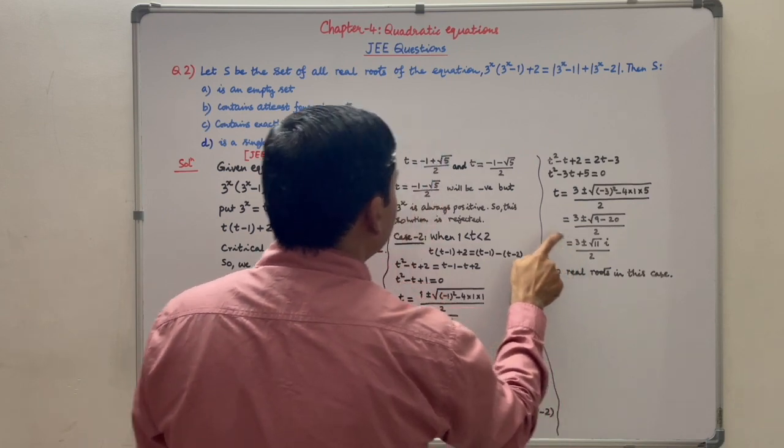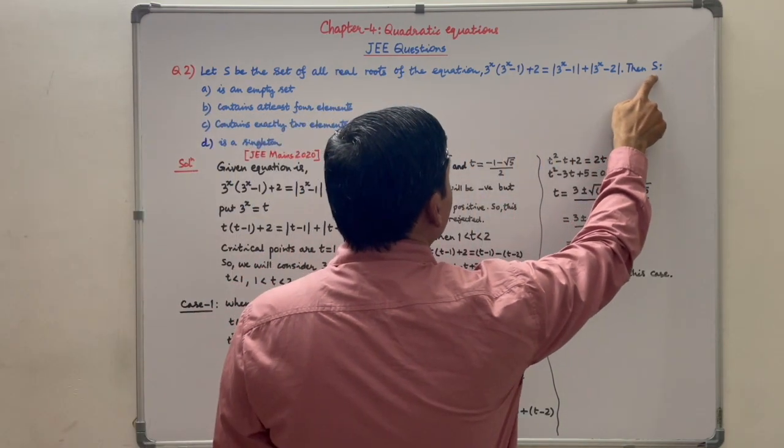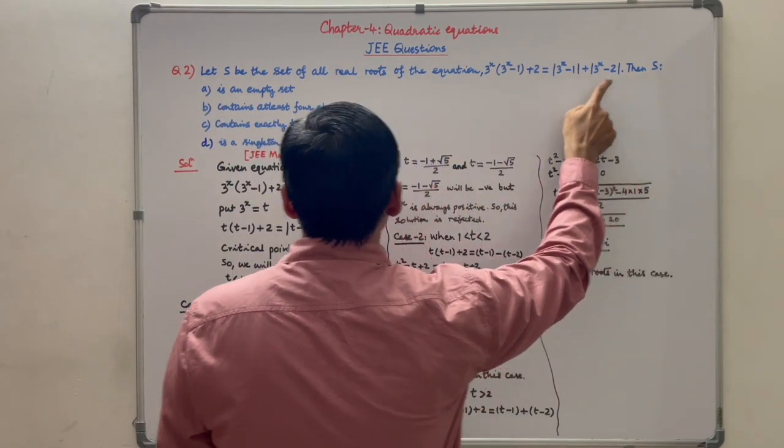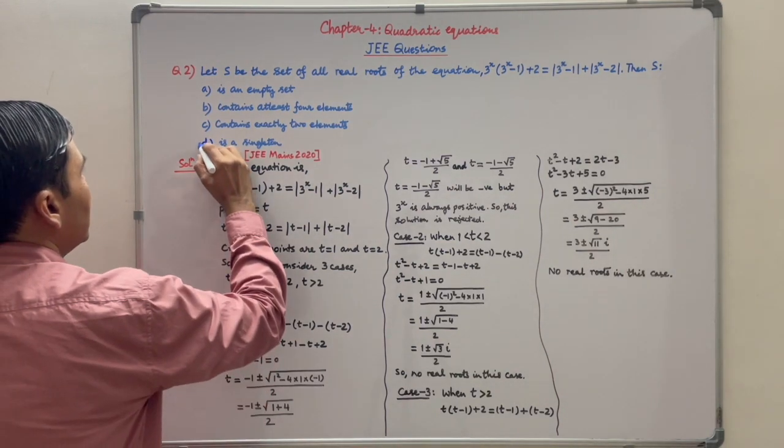So finally, we will get only one solution from here. So set S will have only one element. So it is a singleton set. So option D is correct.